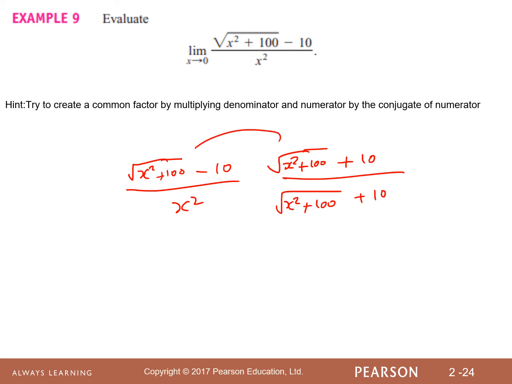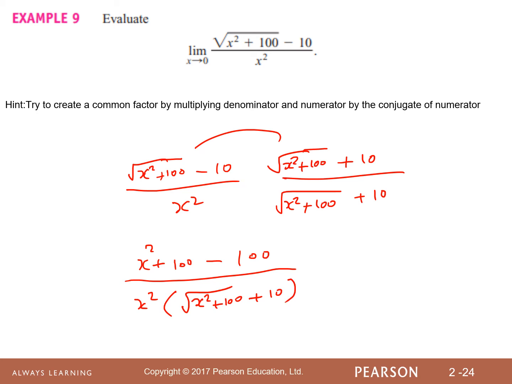The top will give me what? Will give me x square plus 100, with or without minus 100, right? The bottom is going to give me what? X square, times square root of x square plus 100 plus 10, right? Now, this goes with this, right? Yes. X square goes with x square, right?